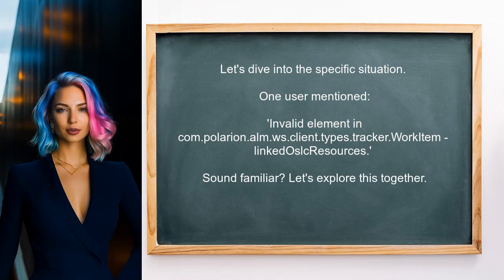Let's dive into the specific situation. One user reached out saying they are using a SOAP API from Polarian and are receiving warnings like invalid element in com.polarian.aws.client.types.tracker work item-linked OSLC resources. Sound familiar? Let's explore this together.